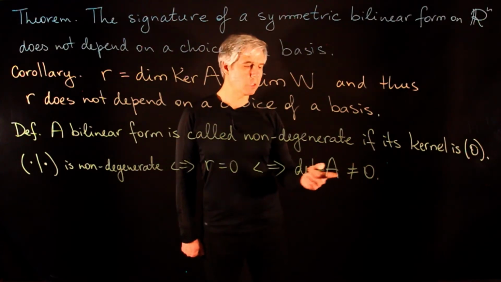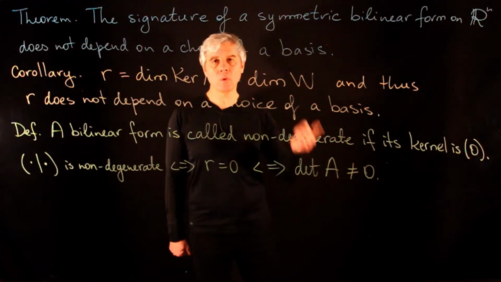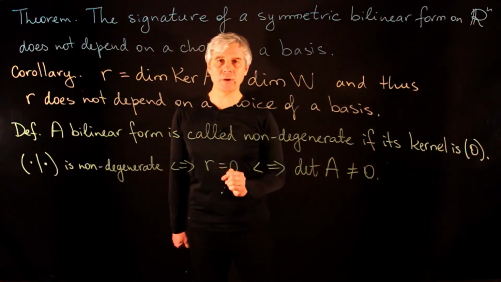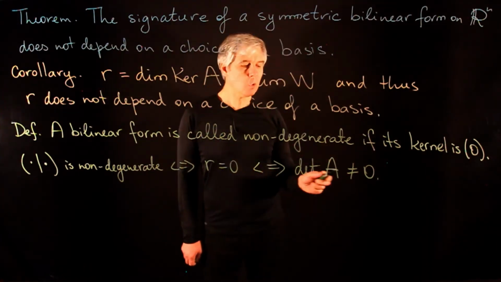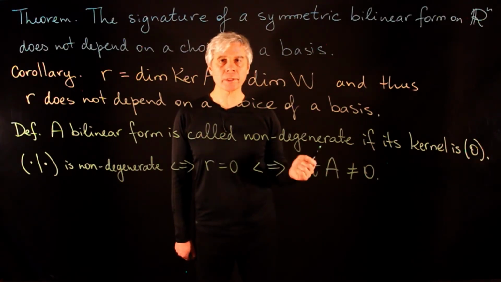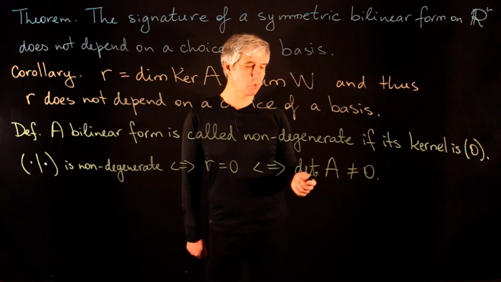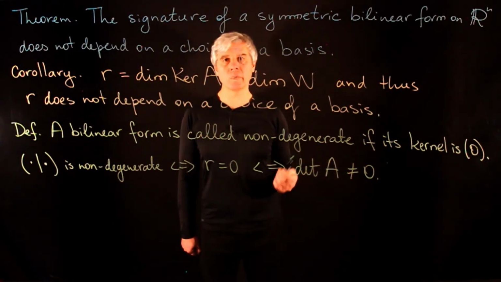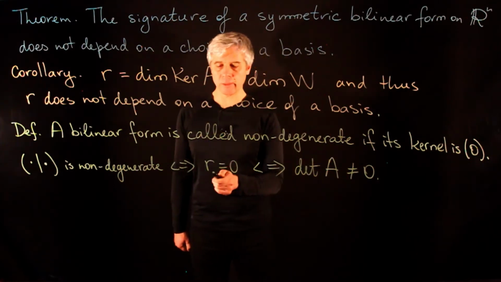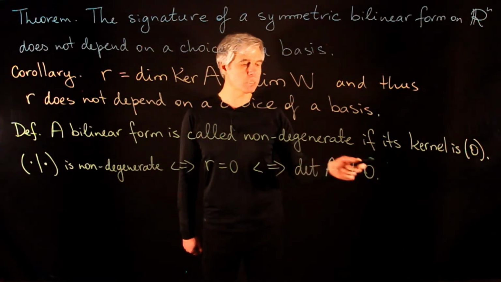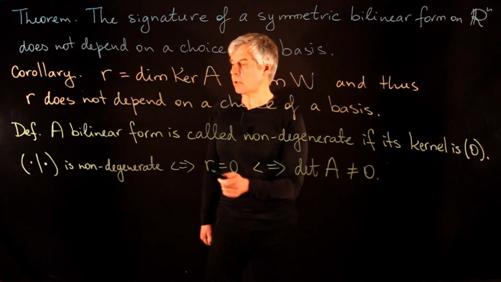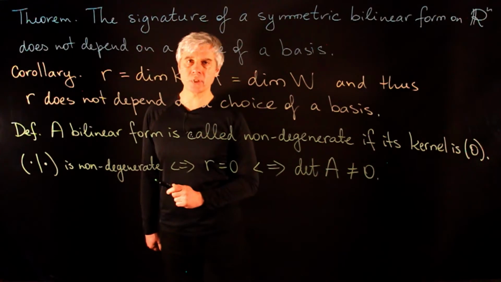If the determinant of a matrix is non-zero, then all eigenvalues are non-zero, and then the value of R is equal to 0. We recall that the determinant of a diagonalizable matrix is the product of its eigenvalues. So the determinant is non-zero whenever all eigenvalues are non-zero. And so this means that if we have a non-zero determinant of the matrix of a bilinear form, then R is equal to 0, and the bilinear form is non-degenerate.